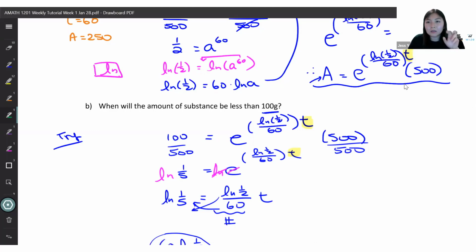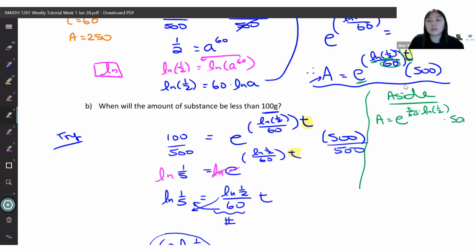Remember, e and ln cancel each other out when they're side by side. This is kind of an aside. The problem is this e and this ln are not side by side. They're separated by this 1 over 60 business. So I'm going to rewrite this as A equals e, and then I'm going to separate this out. I have this t divided by 60. So I'm going to write this as t over 60 times ln of 1/2, times 500.